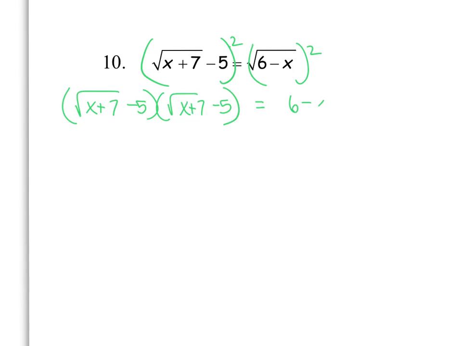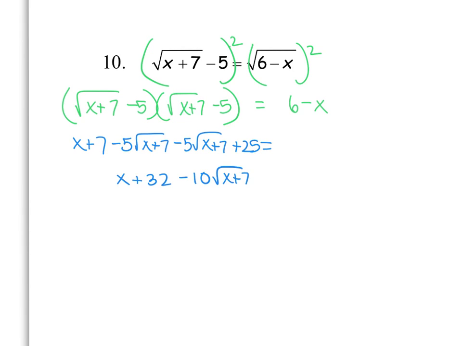On the right side, it's easy. Radical's gone, okay? So you do have to go through and do first times first. When you do outside times outside, you get -5 square root of x plus 7. Inside times inside, same thing. Last times last. So when I combine my like terms, I get x plus 32 minus 10 square root of x plus 7 equals 6 minus x.